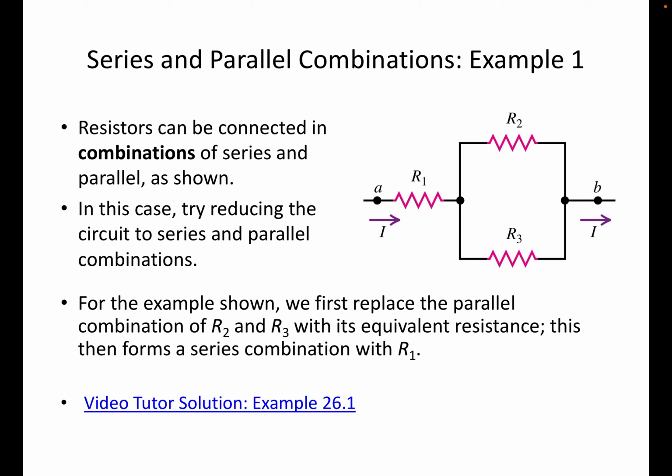In this type of combination circuit, we would first simplify the parallel combination of R2 and R3. The resulting equivalent resistance would then be in series with R1. R1 is in series with those two in parallel.